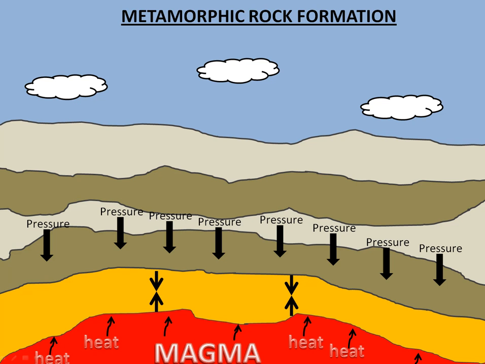Now we're at the point when there is such intense pressure mixing with such intense heat coming from the bottom that extrusive igneous rock now begins to change and we get metamorphic rock. So you have to remember that in order to get metamorphic rock, the existing rock has to be changed by intense heat and pressure.